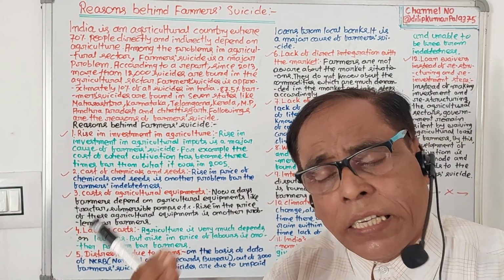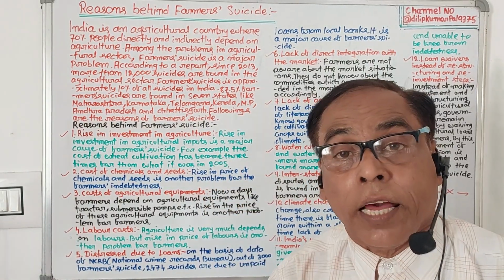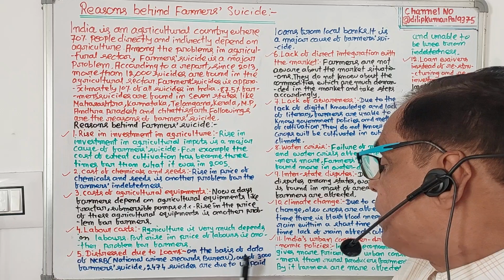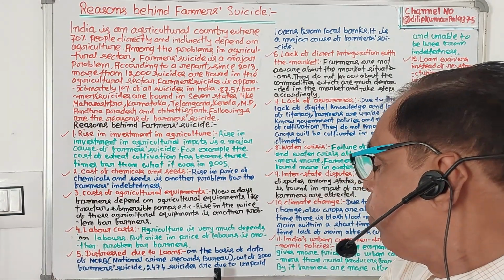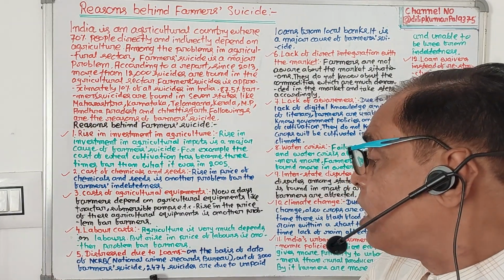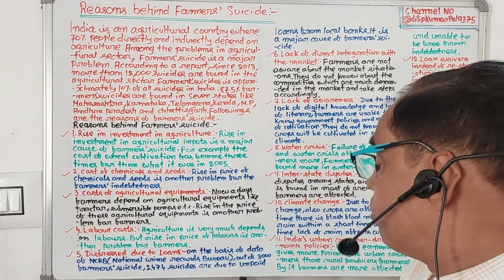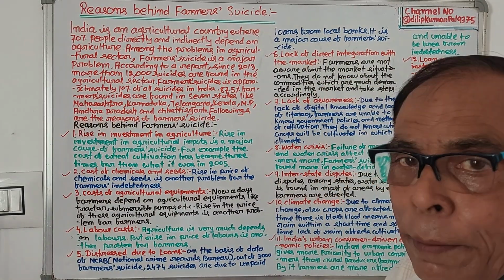As farmers are making loans for agricultural purposes, they are always in tension. It is also a cause for their suicide. On the basis of data from the NCRB, the National Crime Record Bureau, out of 3,000 farmer suicides, 2,474 suicides are due to unpaid loans from local banks. It is a major cause of farmer suicide.